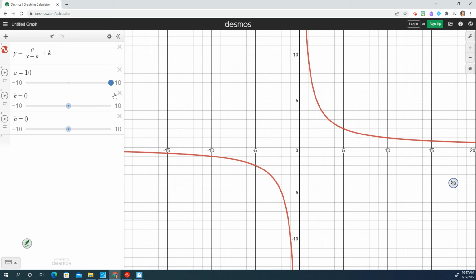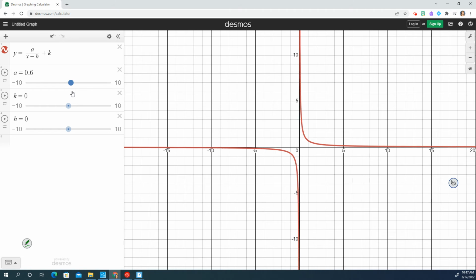If that number is really big, it vertically stretches it.